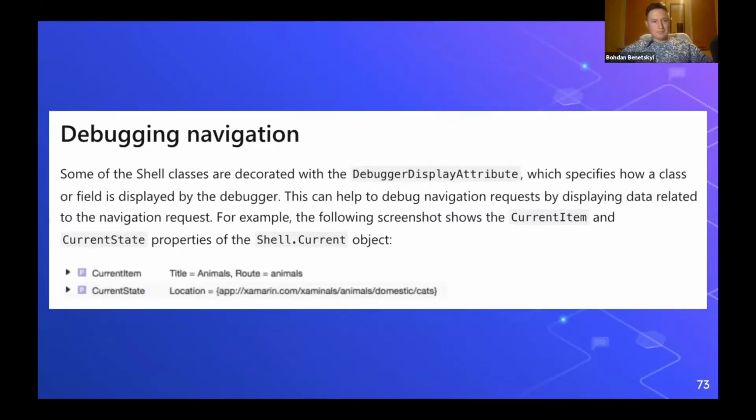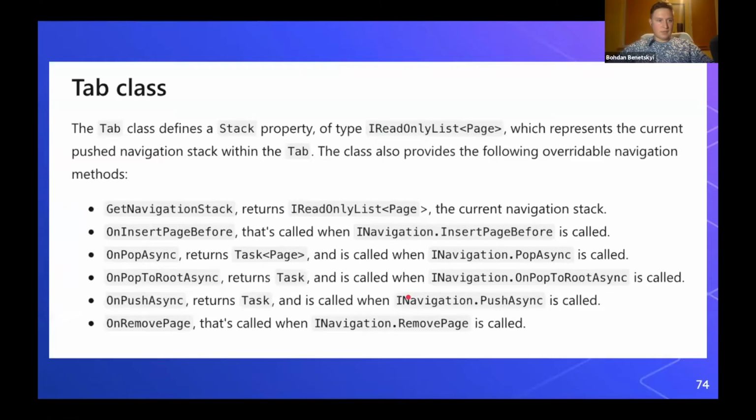Debugging. Both items were shown previously when we were talking about Shell and navigation in the beginning of that part of the presentation. Here, it's good to mention that we have a special DebuggerDisplay attribute, which allows us to show it in a better way when we want. For example, here we could just show the location and their direct path for that Tab class.